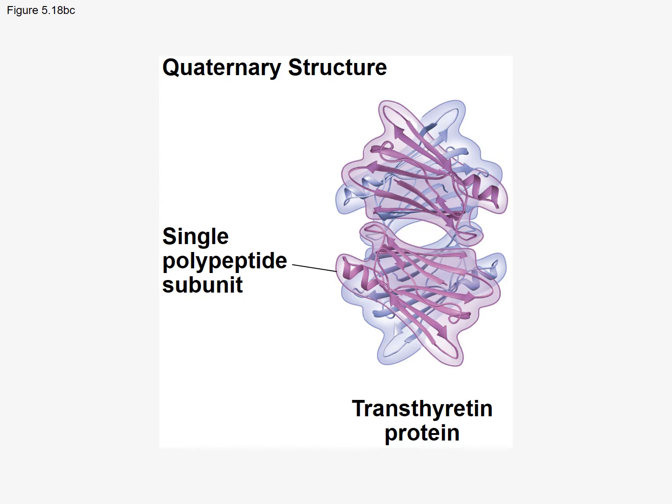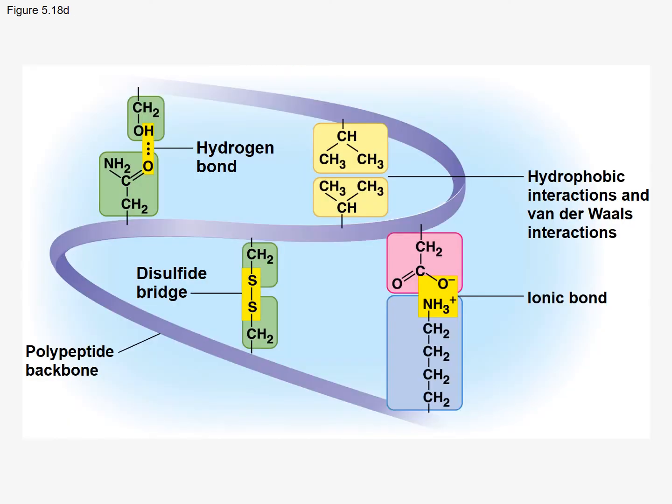Now, what stabilizes the quaternary structure are the same interactions that can stabilize tertiary structure. It's side chain interactions. These can involve ionic bonds, hydrophobic interactions or van der Waals, hydrogen bonding, and even covalent bonds, usually between cysteine amino acids. Remember, we just saw this picture. These are the same types of bonds that can stabilize quaternary structure and keep together subunits within a protein.